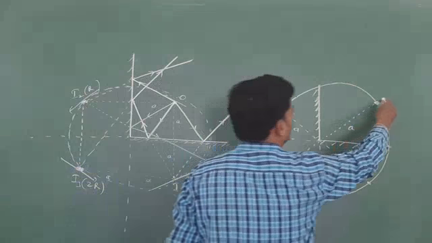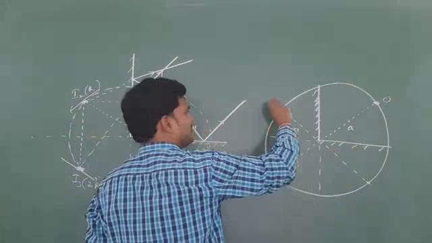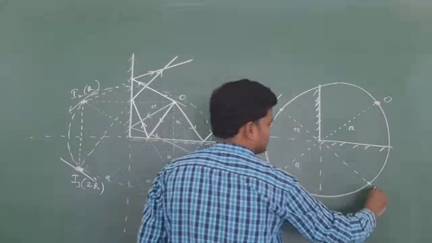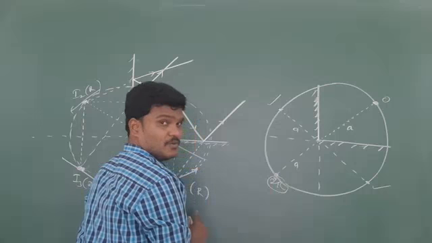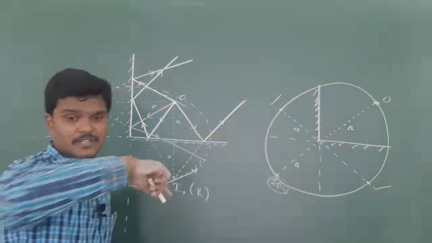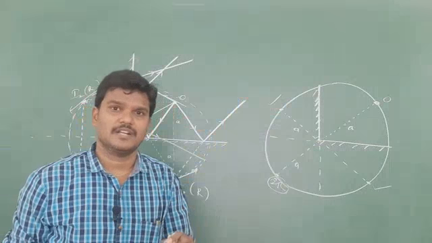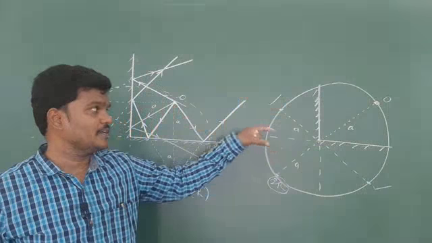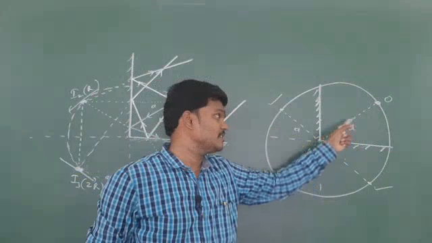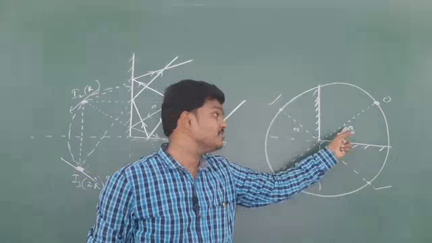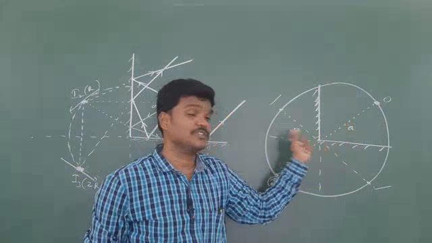Now this is the object, and these are the images. This image is because of one reflection, this image is because of one reflection, this image is because of two reflections. All images are formed along the circumference of the circle with center O, and the distance between the object and the center is equivalent to the radius of that circle.